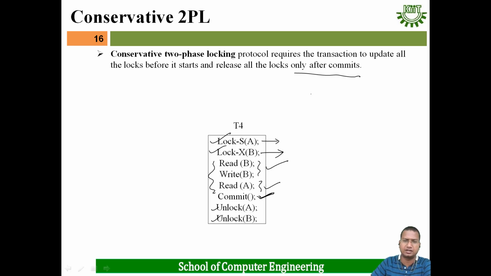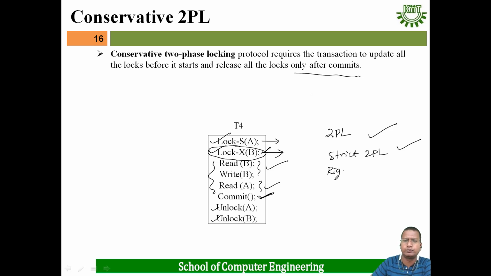First we have to check 2PL. Locks are present first, then unlocks. Okay, 2PL is present. Then strict 2PL. Strict 2PL tells that whenever an exclusive lock is there, the exclusive lock can be released later. That means unlock of B we can do after the commit statement. Unlock of B after the commit statement, yes, it is in strict 2PL.